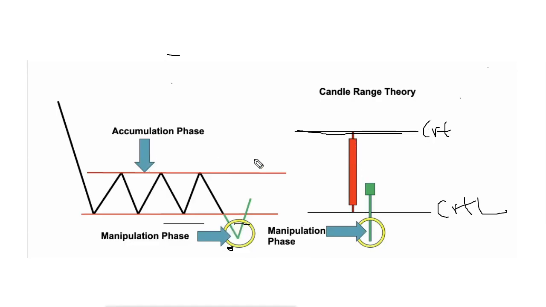Once you have the accumulation, you can see this is the accumulation. When it comes to the CRT pattern, you need to understand this is the accumulation, then after the accumulation comes your manipulation. Your manipulation is always going to be your second candle. Remember, your CRT pattern is a 3-bar pattern, a 3-candlestick pattern. So your second candle will always be your manipulation.